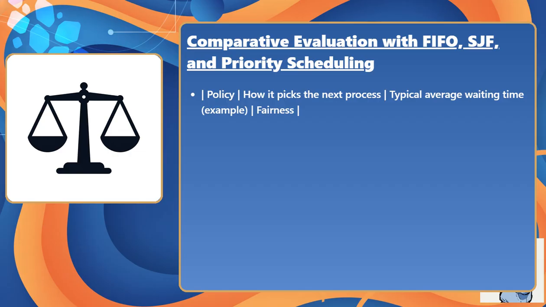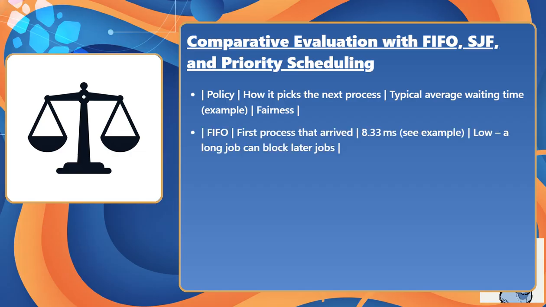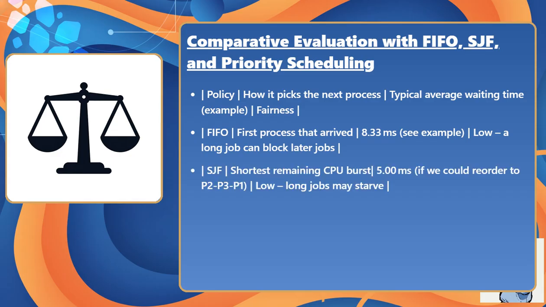Policy: how it picks the next process. Typical average waiting time, example, fairness. FIFO: first process that arrived, 8.33 milliseconds. Example: low, a long job can block later jobs. SJF: shortest remaining CPU burst, 5.00 milliseconds. If we could reorder to P2-P3-P1, low, long jobs may starve.